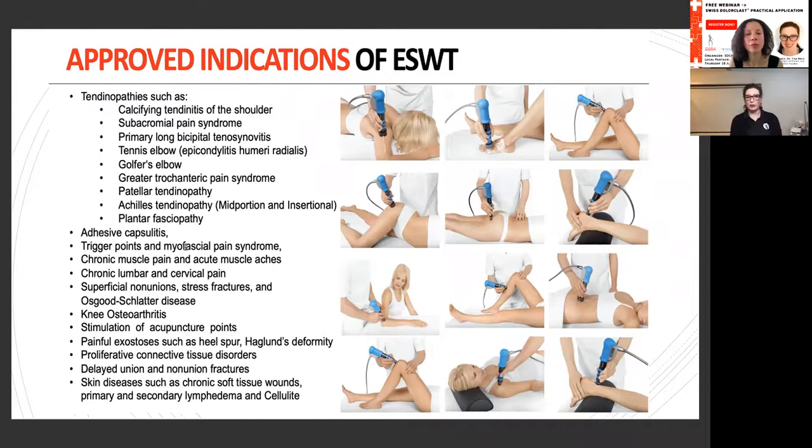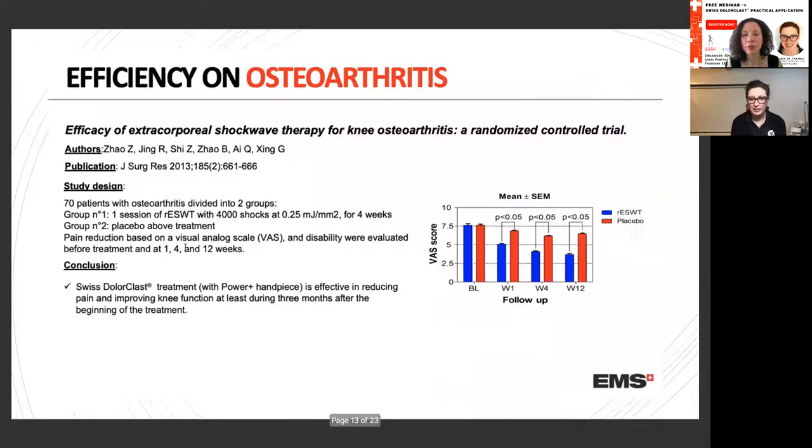So if we talk about the efficacy on osteoarthritis, because we have a real patient with a very osteoarthritic knee, I wanted to show you this study, which was published in 2013. They had 70 patients with osteoarthritis who were split into 2 groups. If you have a look at the graph, the blue columns are the ones that received the shockwave treatment, the red are the placebo group.